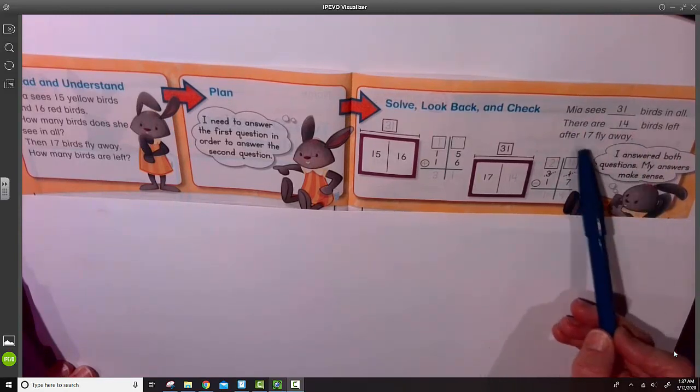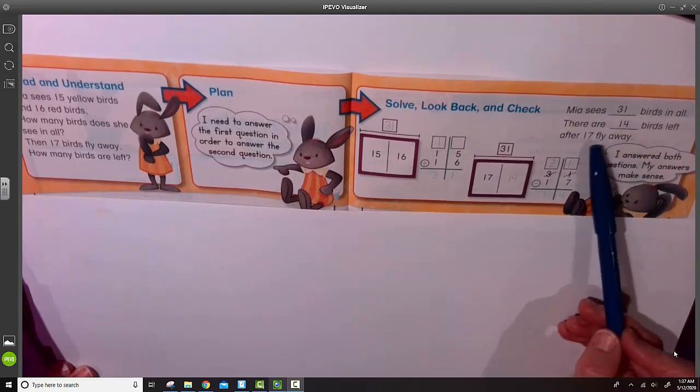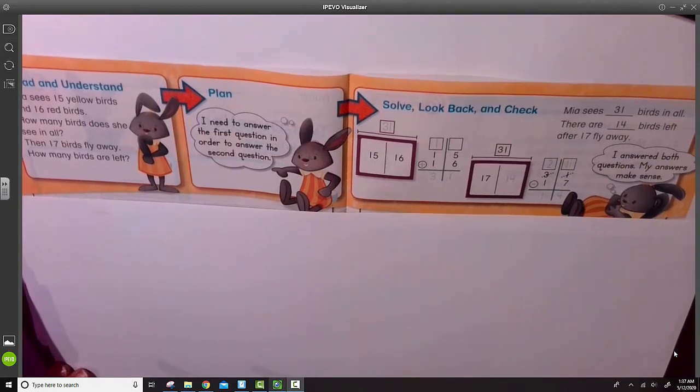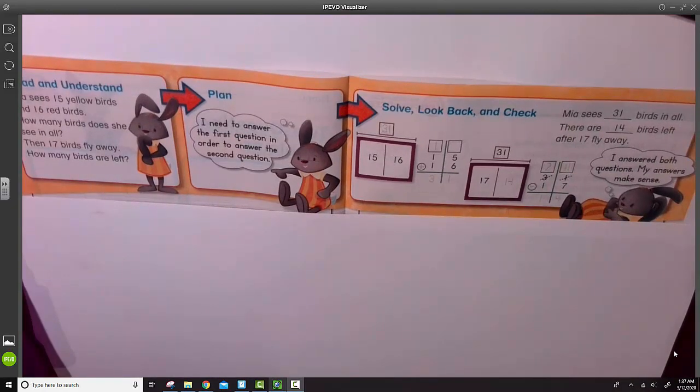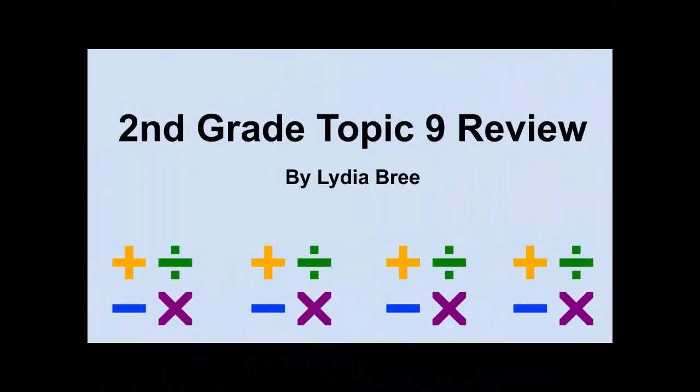So be sure you're careful that you read the question and answer properly. With patience and working thoughtfully, you can answer all of these questions 100% of the time. That concludes today's review of Pearson 2nd grade, topic 9.